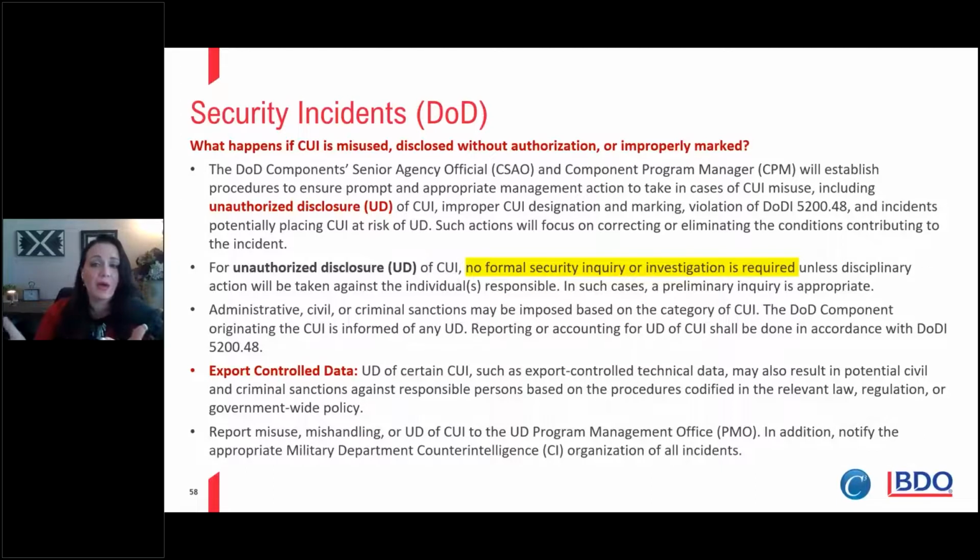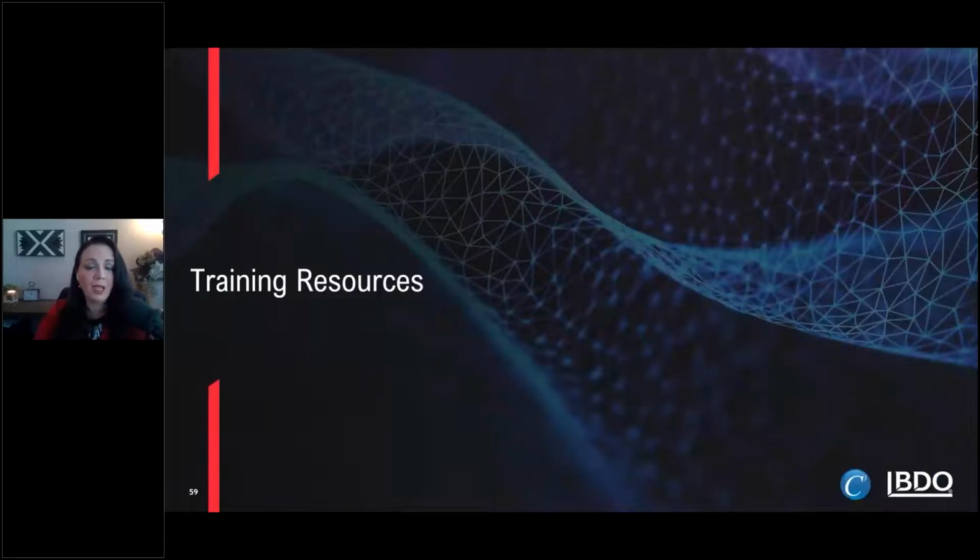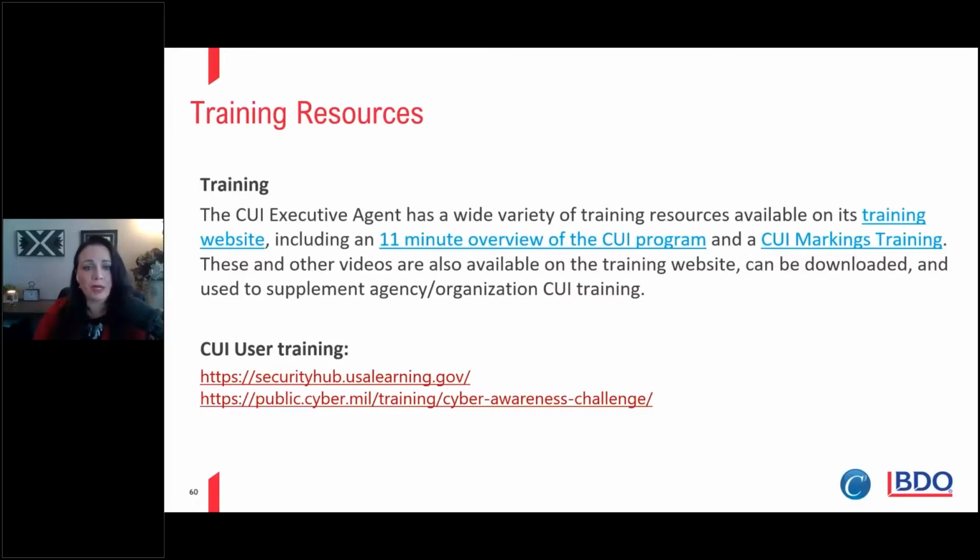That's where it may result in potential civil and criminal sanctions. As far as CUI goes, I think a lot of it can be addressed by filing an incident report or an event within the company as an internal report and mandating that that user attend training based on the impact of the unauthorized disclosure. And I've got a number of training resources in here.